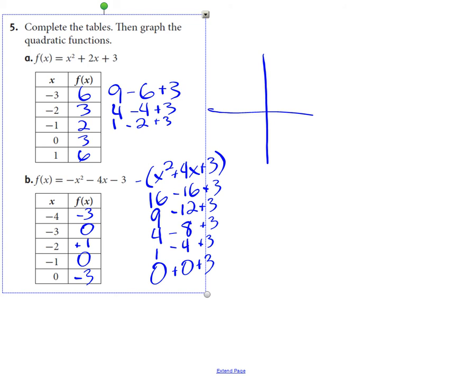Both of these are parabolas because they're quadratic, so negative 3, 6, negative 2, 3, negative 1, 2, 0, 3. Wait, what? Oh, yeah, because that's A. That's why I put it. Then we have -4, -3. Should be right about here. -3, 0. -2, 1. -1. I'm messing this up. It's not as nice as I'd like it to be. -1, 0, and 0. That still could be better, but you get the idea.